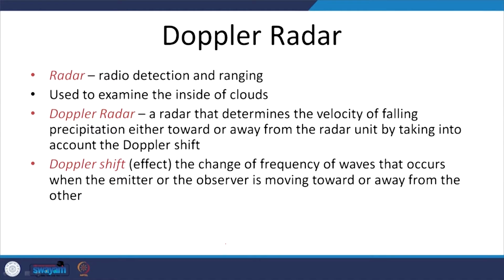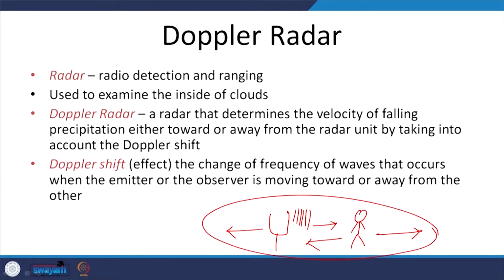So, Doppler shift. What is Doppler shift? Doppler shift is the change in the frequency of the waves. When does this change occur? The change occurs when the emitter or observer is moving towards or away from the source. Let us say you have a source like this and you have an observer like this. So, Doppler shift is eventually, if this is emitting a signal, the change in the frequency when the observer moves towards the source, or when the source moves towards the observer, or when the observer moves away from the source, or when the source moves away from the observer.